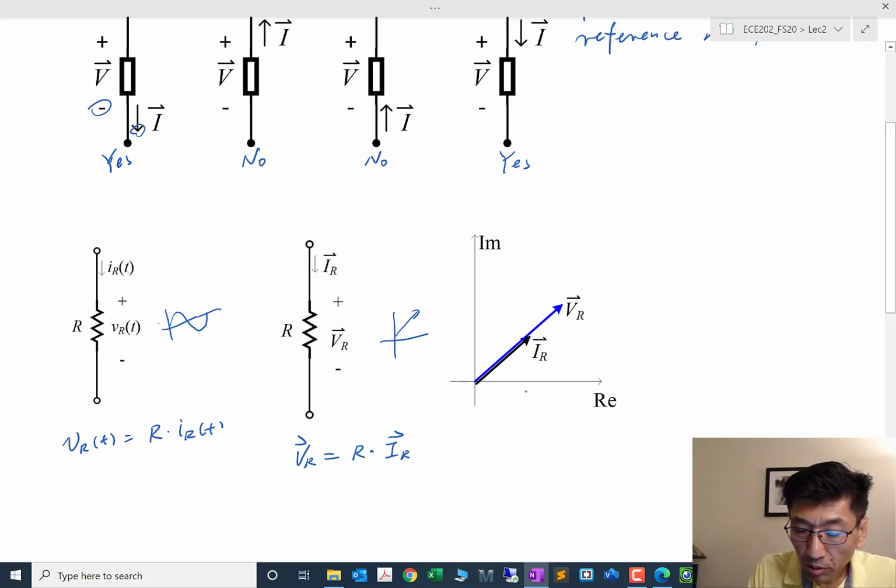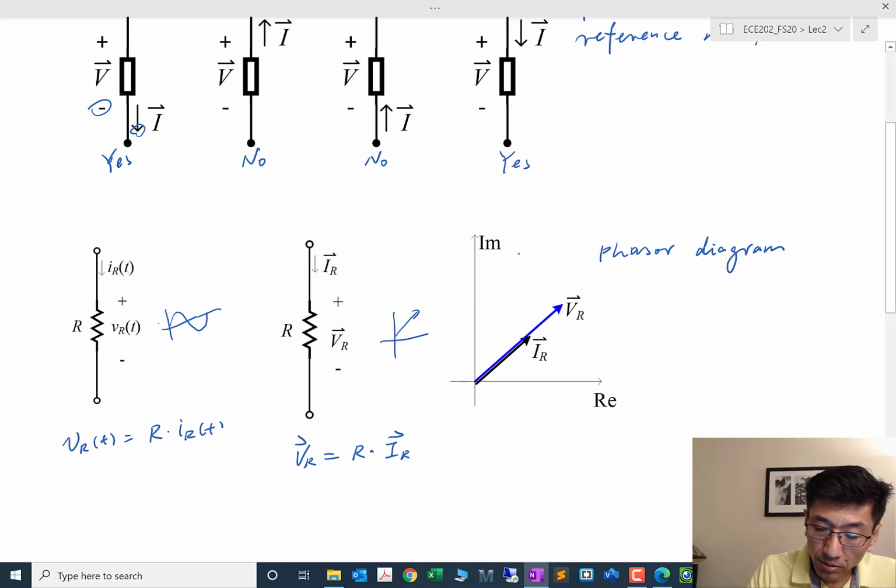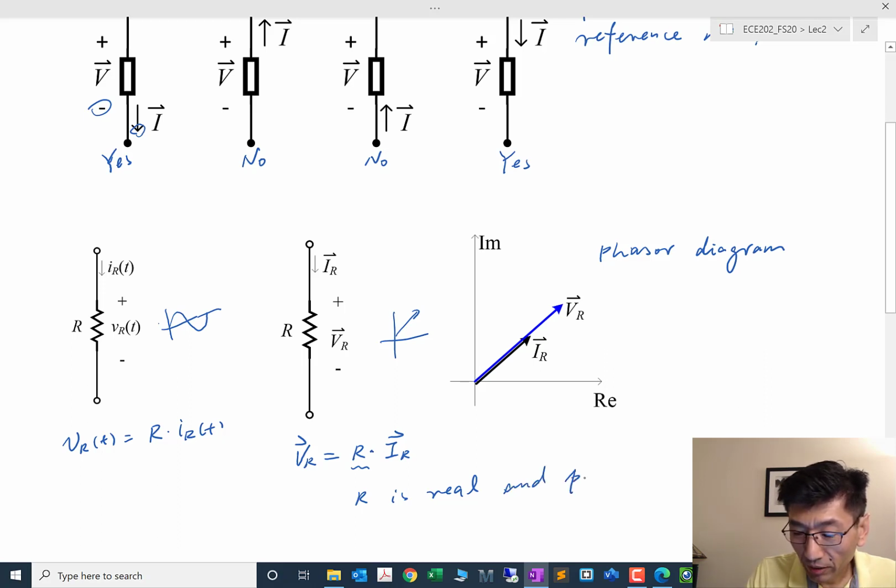So if we draw the phasor diagram, you draw the phasors on the complex plane, where the horizontal axis is the real axis and the vertical axis is the imaginary axis. And these two phasors will be in phase. They will be pointing in the same direction because R is a real number, right? R is a real and positive number for any practical applications.